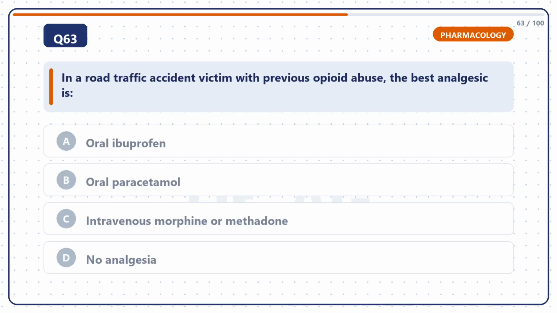Septoplasty. Question 63. In a road traffic accident victim with previous opioid abuse, the best analgesic is option A. Oral ibuprofen. Option B. Oral paracetamol. Option C. Intravenous morphine or methadone. Option D. No analgesia.